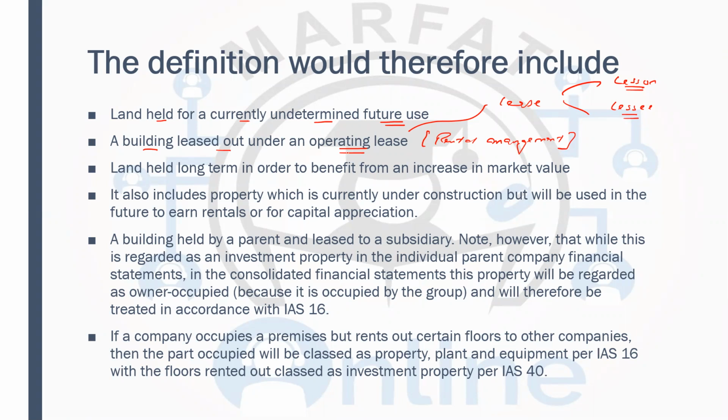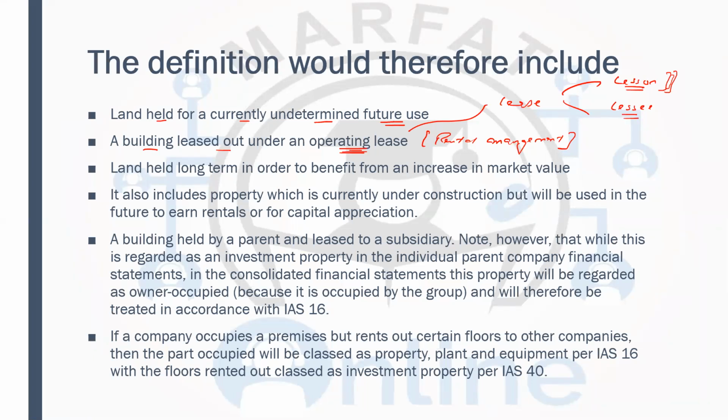So when it comes to an operating lease, that means you are giving the asset on the lease for a certain number of years. And the asset still belongs to the lessor. The lessor is the one who is giving the asset on the lease. For example, I am having a building and I have given that building on the rent to someone for, let's assume, 10 years.